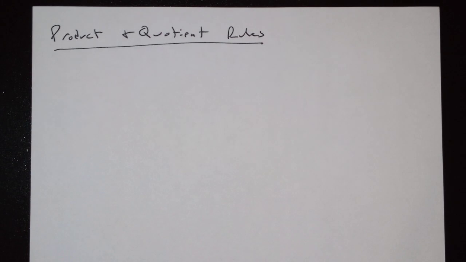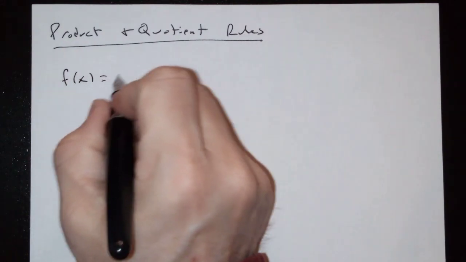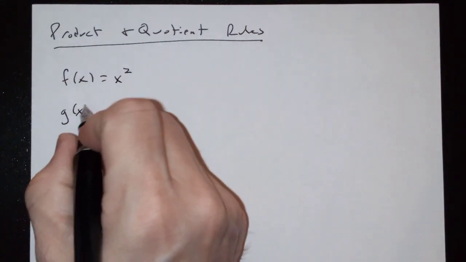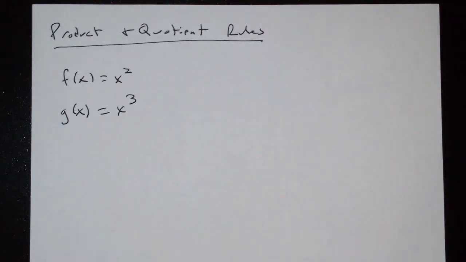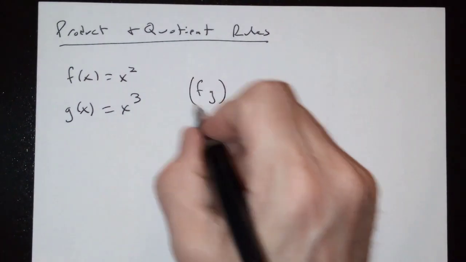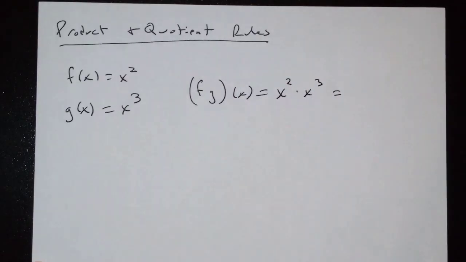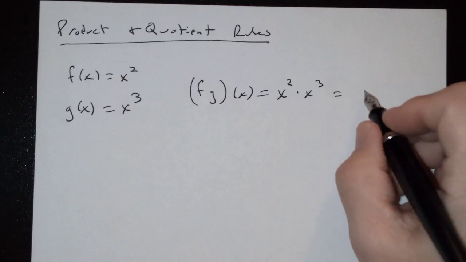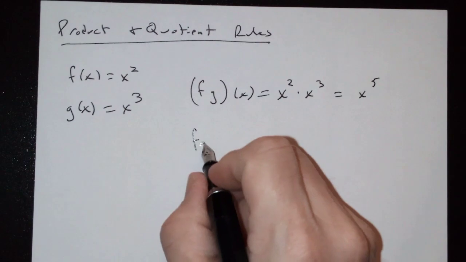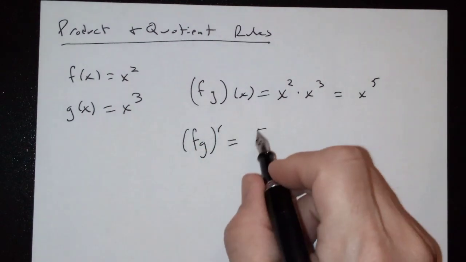But if I am multiplying two functions together, well, their product, that's x squared times x cubed, what do I get? And the derivative of x to the fifth, great.